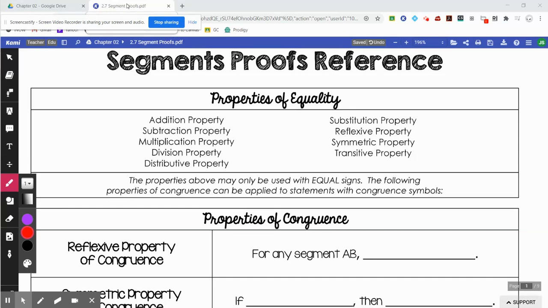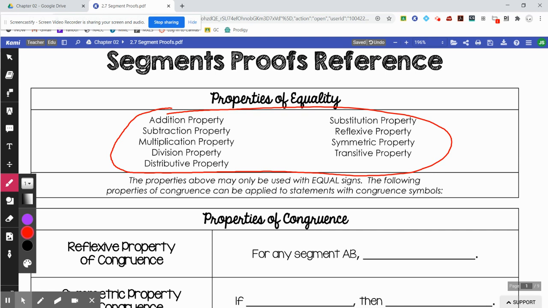Okay, in this video, we're going to create ourselves a reference sheet that we can use when we're doing these proofs, that we can go back and look at previous definitions and properties and everything we've covered. Now, first off, all your properties of equalities are listed here, and we can go back and watch previous videos to remind us if we don't remember what any of those properties are.